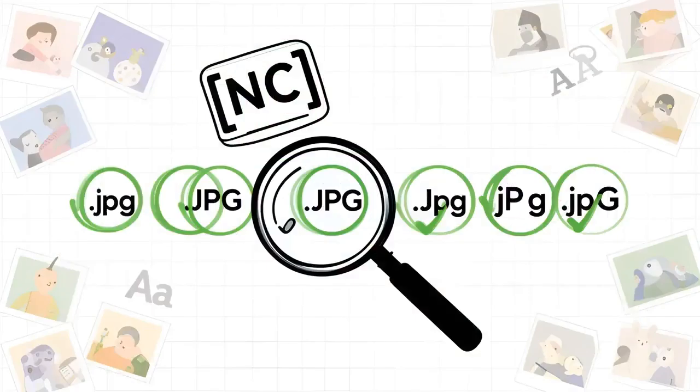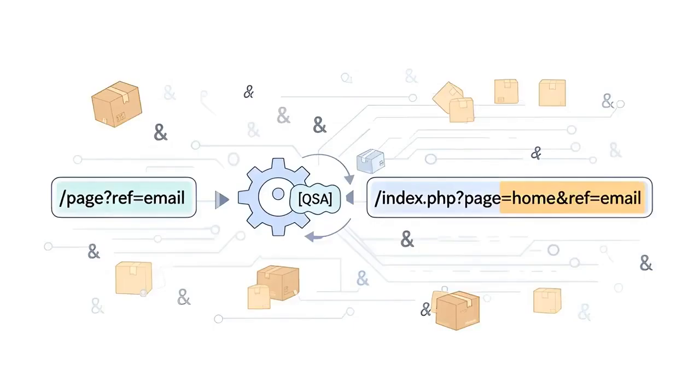Second, NC, no case. This makes the pattern matching case insensitive. A rule that says match .jpg will now match .jpg, .JPG, .Jpg, and .jPG equally. Critical for image-heavy sites where Windows users and macOS uploads mix capital and lowercase extensions freely. Third, QSA, query string append.